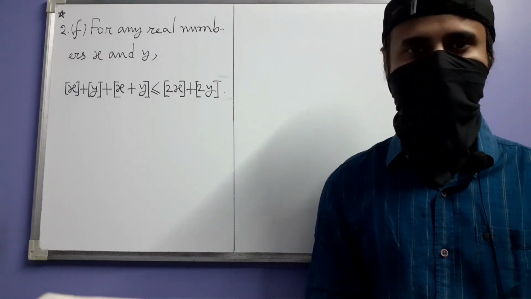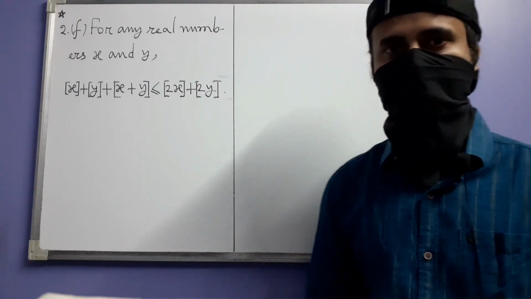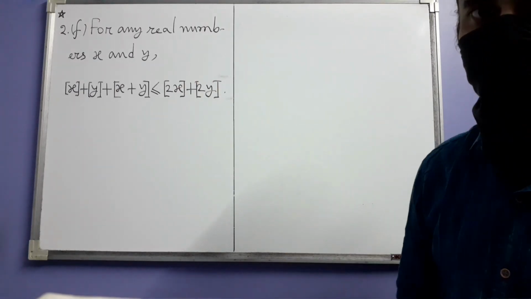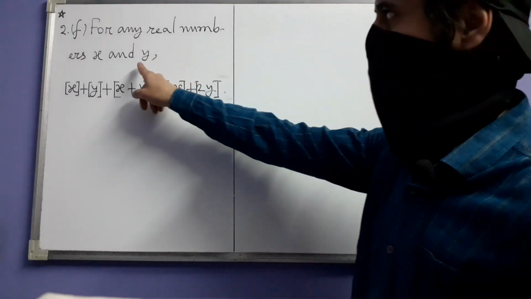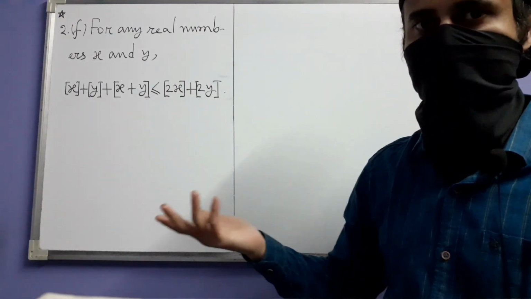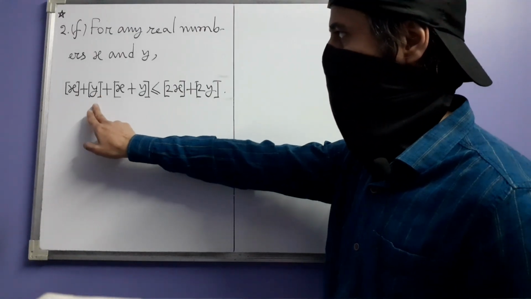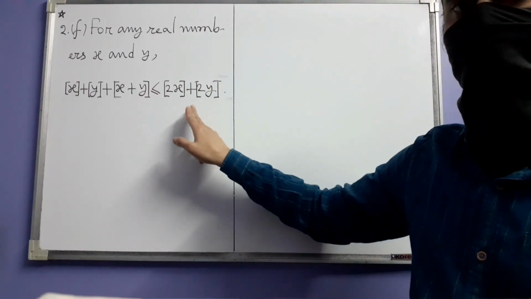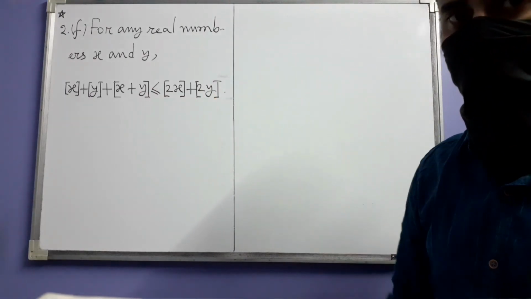We have been solving the second exercise for quite some time now, and this is the last part, part F. So let's complete this today. For any real numbers x and y, box of x, which means greatest integer value of x, plus box of y plus box of x plus y is less than or equal to box of 2x plus box of 2y.